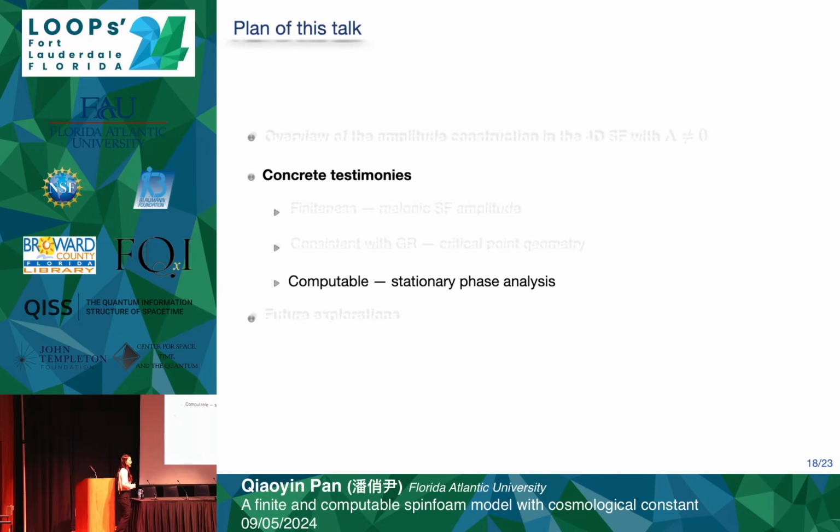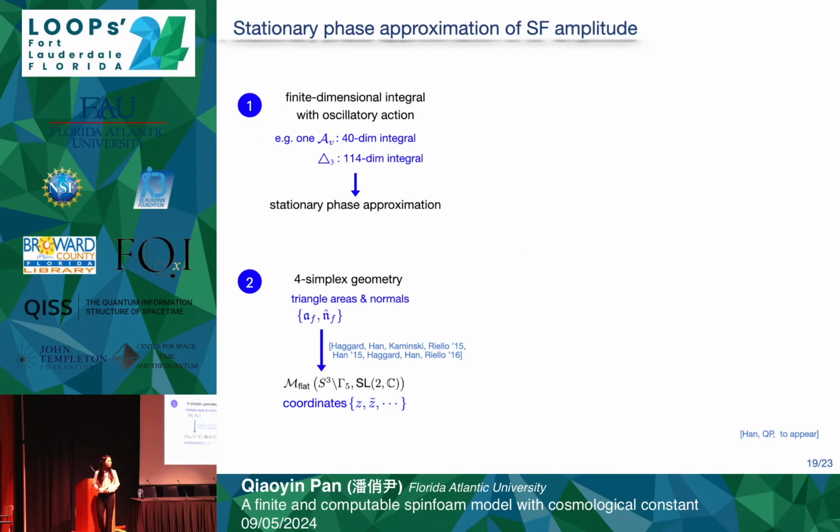So after that, let me also show you how computable this Spinfoam model is. In particular, I want to discuss the computability of this Spinfoam model, especially when the stationary phase analysis can be applied. This is supported by two facts. First, we showed that the amplitude at the large K regime can be written as a finite dimensional integral with oscillatory action. I've shown you two examples.